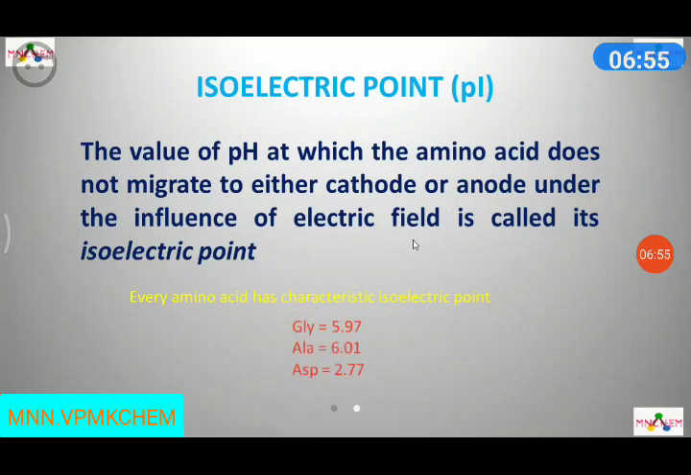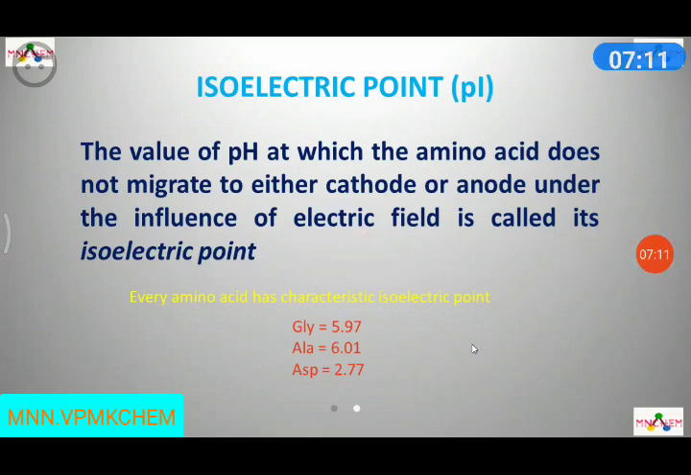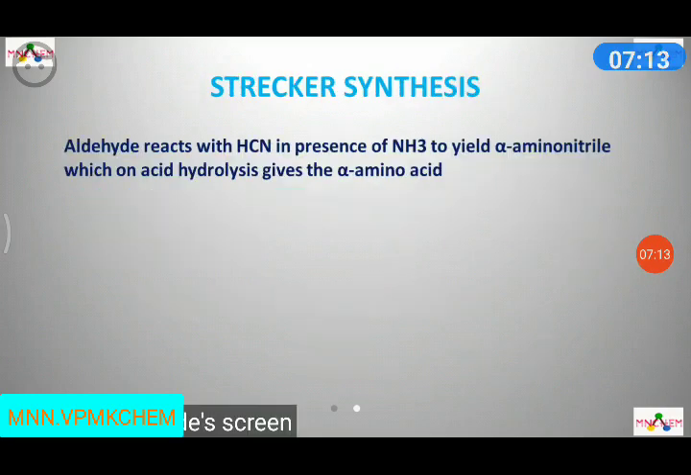The pI values for a few amino acids are represented here. For example, glycine is 5.97, alanine is 6.01, and aspartic acid is 2.77. So let's discuss synthetic methods for amino acids. The first of those is the Strecker synthesis.